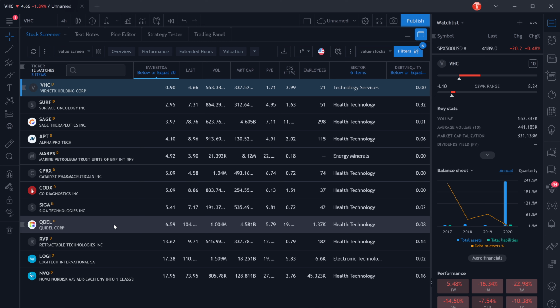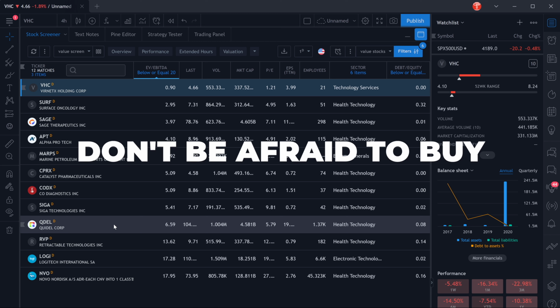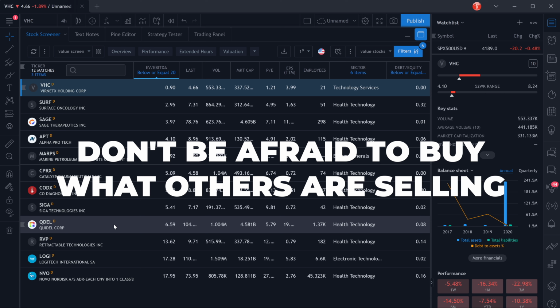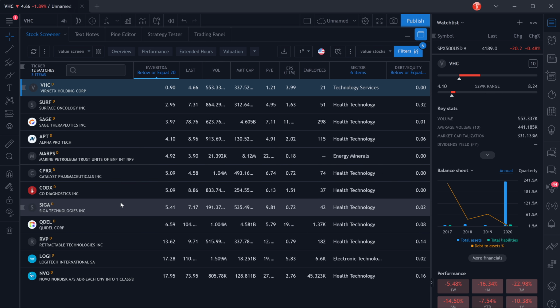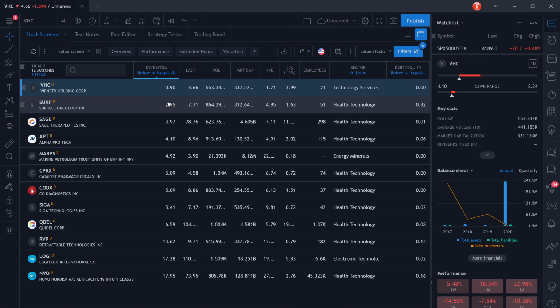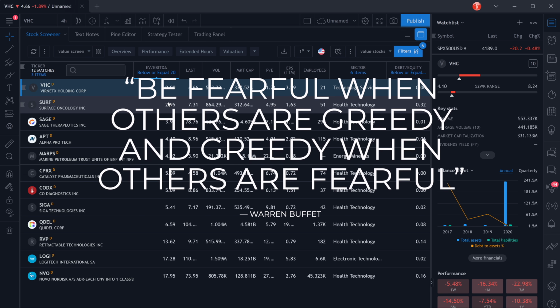It's important that you understand that you should not be afraid to buy the stocks that others are selling, because this is exactly why this strategy works. This is exactly what allows us to have little downside with a low stock price versus the actual company value, and a huge upside when these companies actually mean revert to higher prices again. The simple way really to look at it is the way that Warren Buffett puts it: be fearful when others are greedy and greedy when others are fearful.